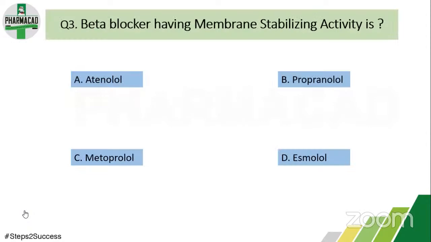Okay, moving with the next: which beta blocker has membrane stabilizing activity? Before discussing the answer, what is membrane stabilizing activity? This is where the extra action potential is not generated in the membrane. That means your membrane will be very stable and will not generate any other action potential. So when you see the classification of these drugs, the answer here would be propranolol.